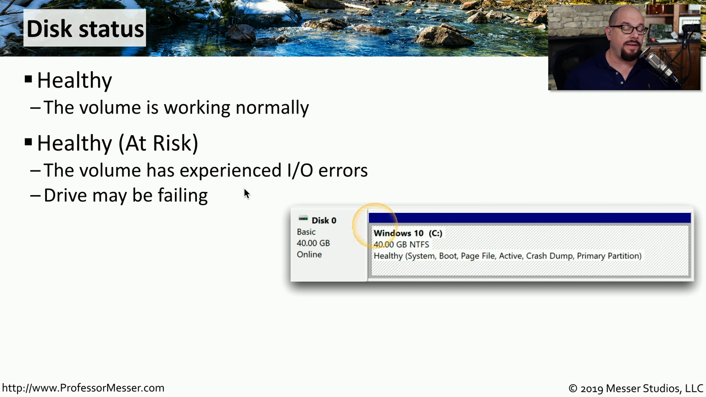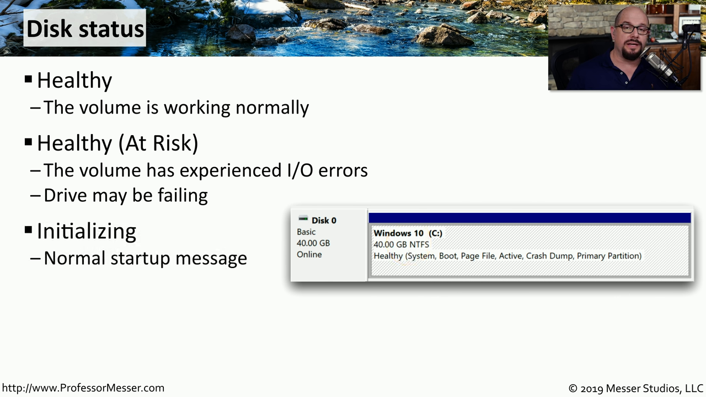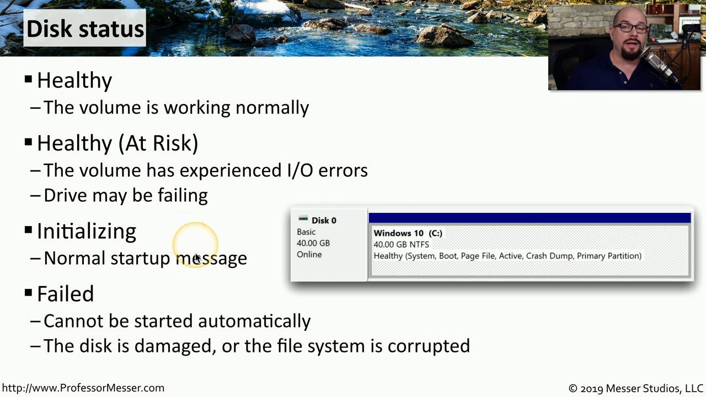It might say healthy and show at risk, which means that this drive is currently operating, but it has experienced input and output errors, and it's possible that this drive could be failing. If this is a new drive and you're in the process of initializing it, you'll see the disk status message initializing, which is perfectly normal when working with new drives. If the drive cannot be started, you could have a bad drive or a bad file system, and you'll see a disk status that says failed.